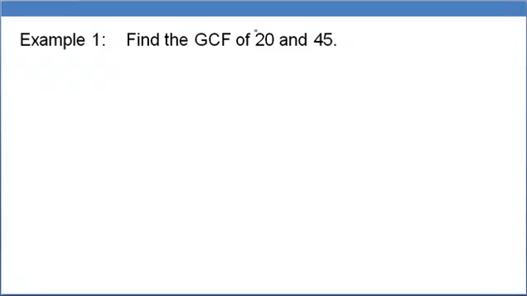It cannot be larger than your smallest one because it has to go into both. And so you might guess on this one that it's a 5. But we want a technique. So what we're going to do is break these numbers into primes. So for 20, we could break down to 4 times 5. And then we keep going.